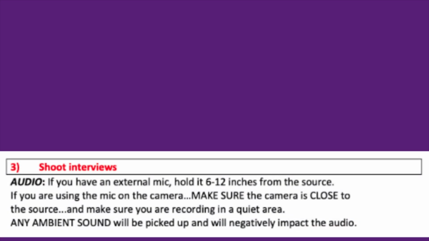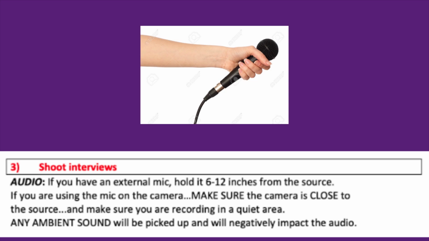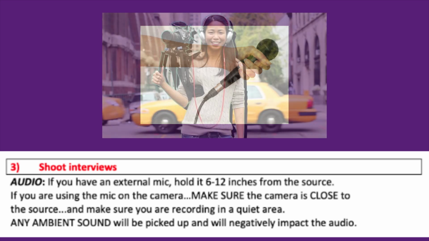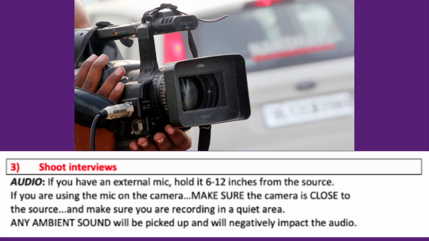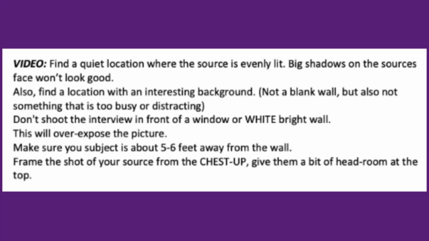So then you want to shoot your interviews. So as far as audio is concerned, if you have an external microphone that's plugged into your camera, hold that mic about 6 to 12 inches from the source. You need it close, right up under their chin. If you're using the mic on the camera, make sure the camera is close to the source and make sure you're recording it in a very quiet place. If any ambient sound is going to get picked up, it will negatively impact the audio. So you want to hold the camera, maybe, a foot to 18 inches away from their face. Pretty close. And make sure there's no background noise.